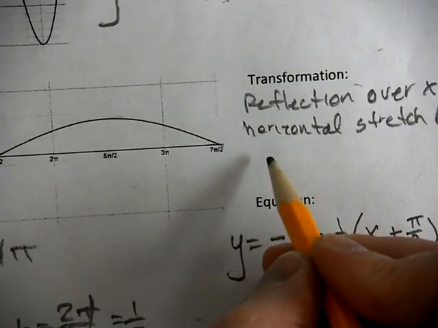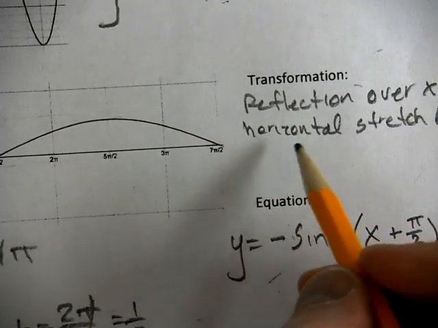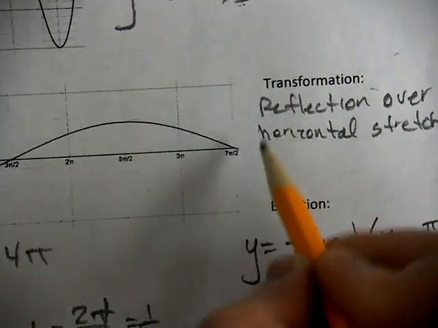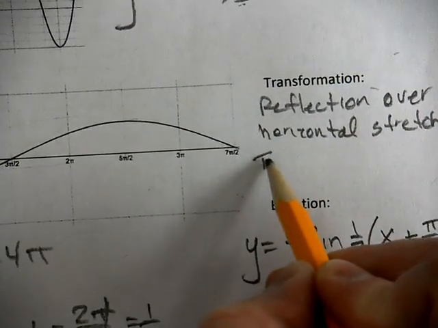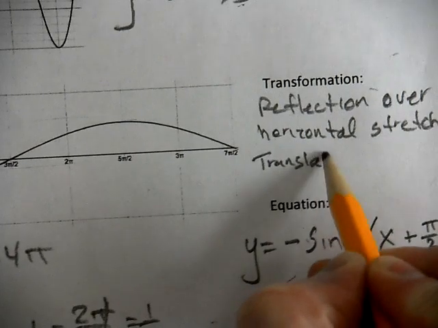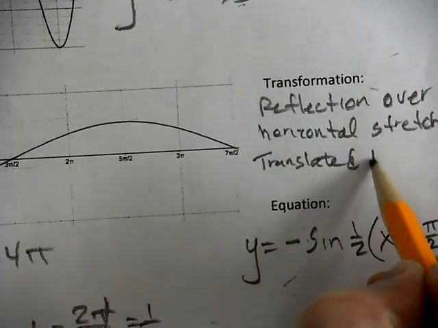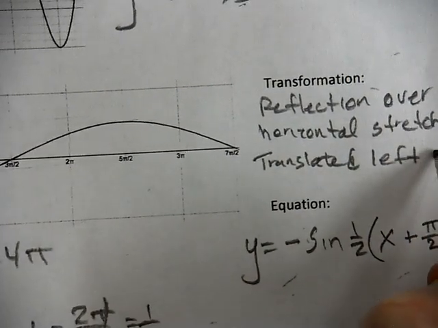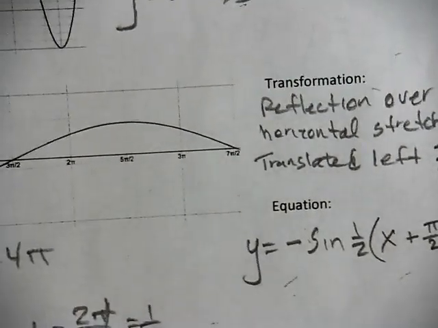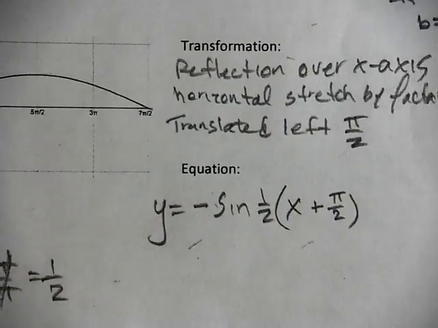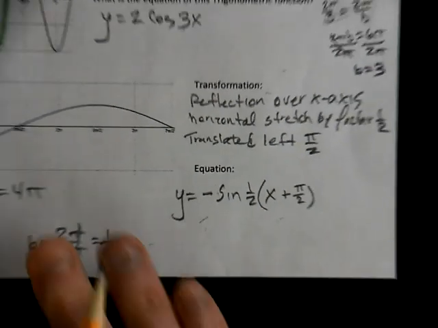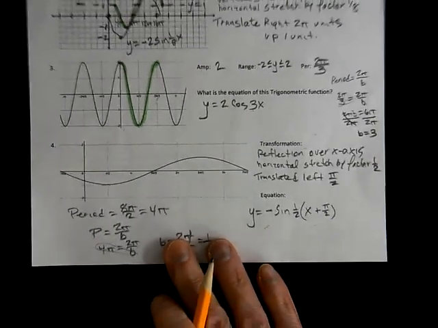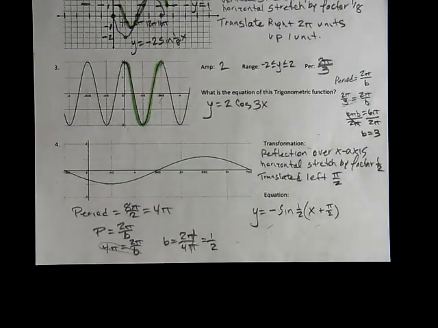There is no vertical stretch. There's no a value other than 1. And translated left pi over 2. There we have it. Good luck.